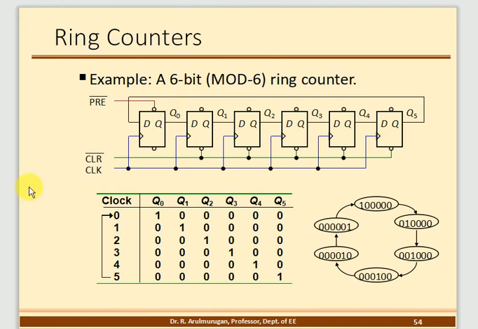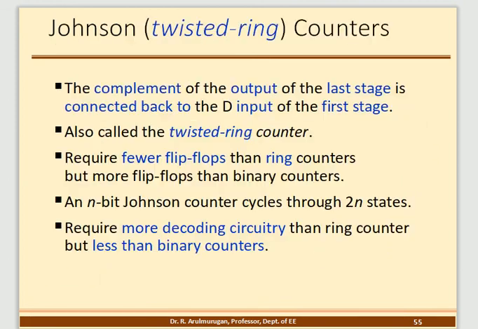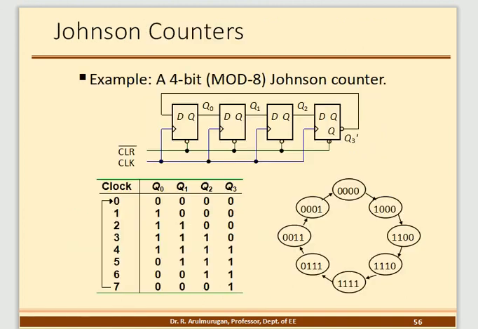Then the twisted ring is nothing but, instead of taking the last flip-flop's Q output, you take Q5 bar as the input to the first flip-flop. See, here 4 flip-flops are used, and the fourth one's Q bar output is taken to the first one's input. That's all. This is called a twisted ring or Johnson counter. 4-bit means 4 flip-flops: Q0, Q1, Q2, Q3.